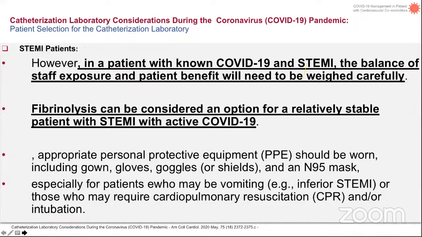For a STEMI patient, even a patient who has COVID and lands up with ST elevation myocardial infarction, the benefit should be weighed as to what he will get. If the patient has a mild COVID disease and a large myocardial infarction, he is in cardiogenic shock, then of course you have to take him up for an invasive procedure, taking utmost care that our personnel are protected.